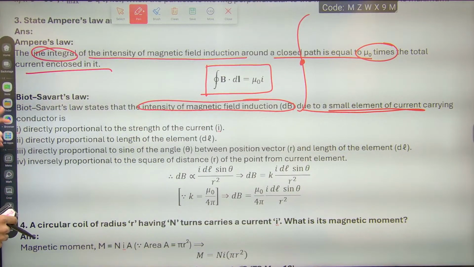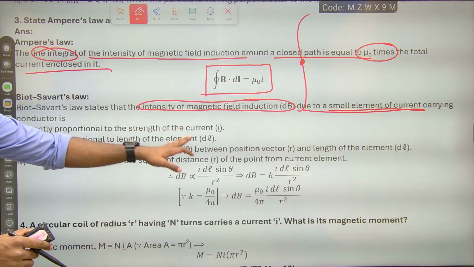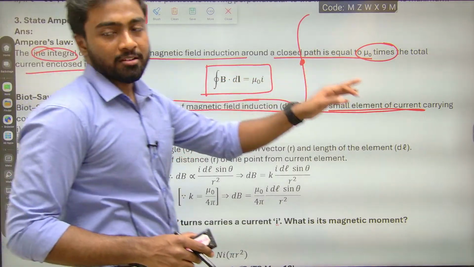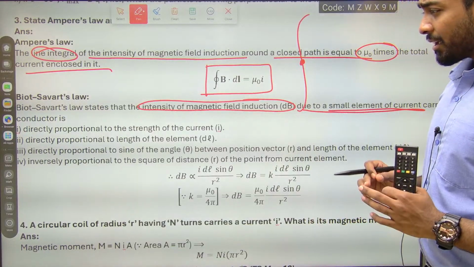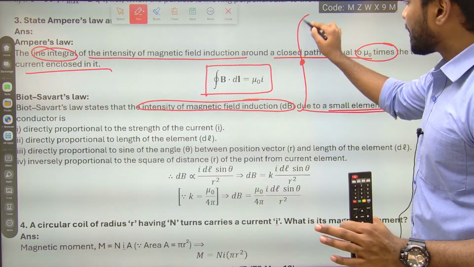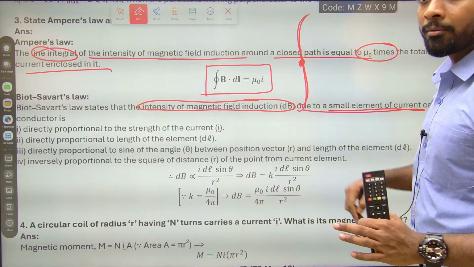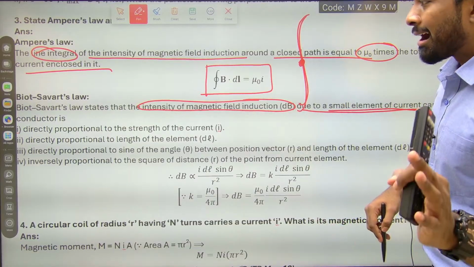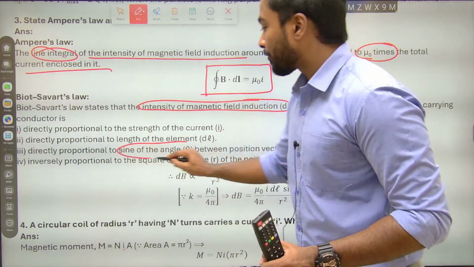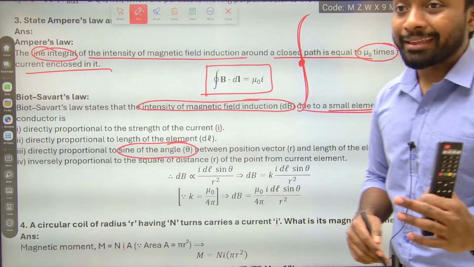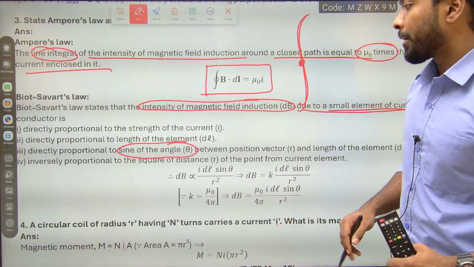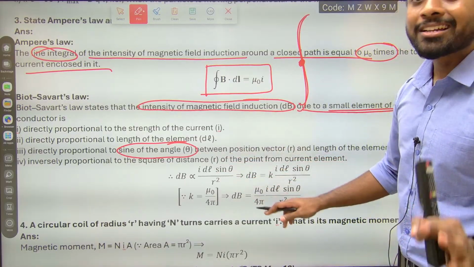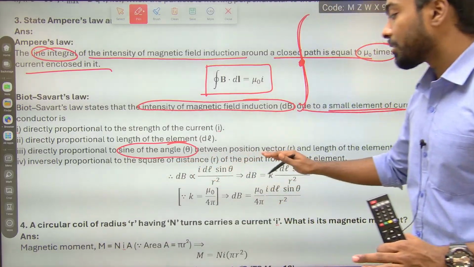So it is directly proportional to the strength of the current. If the current increases, then obviously it will increase. Directly proportional to the length of the element, length, current, everything, right? And directly proportional to the sine of the angle. If the angle between them increases, then that also will increase, right? Inversely proportional to the square of the distance of the point.